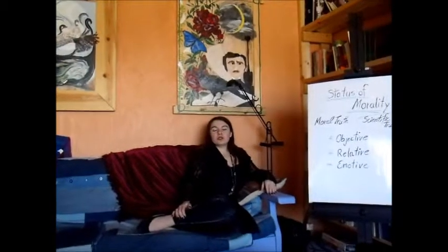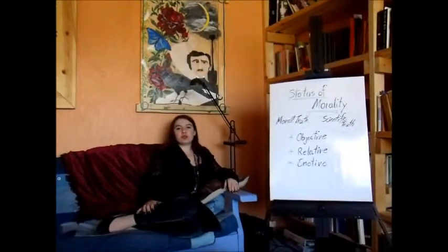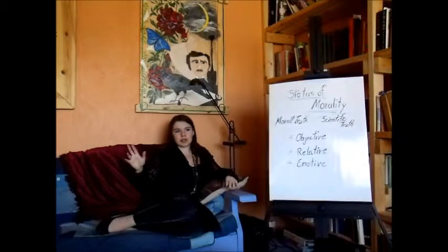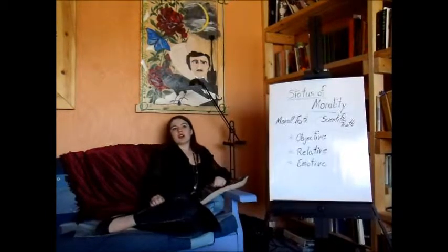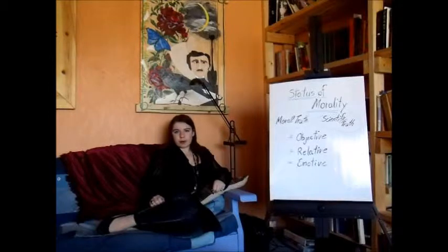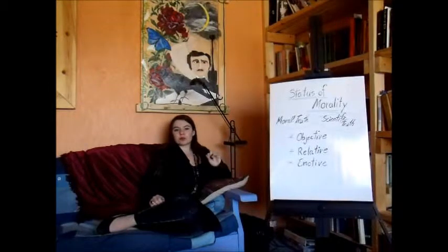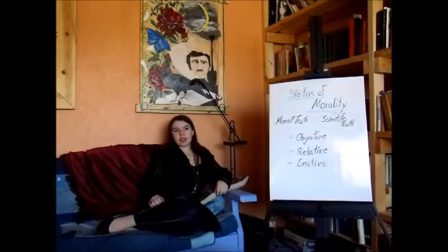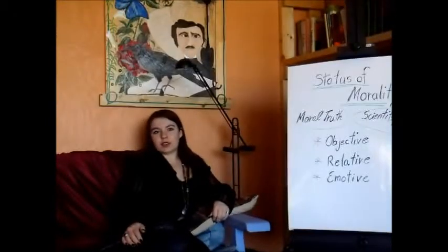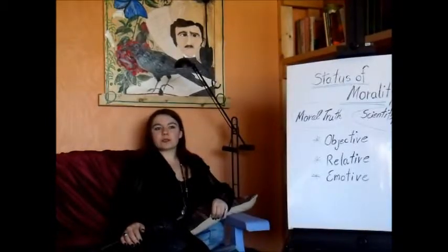Today we're going to be talking about the status of morality. In order to make a distinction between moral opinions and scientific facts, I want you to take out a piece of paper and write down 3 scientific facts. And I want you to write down 3 moral opinions that you have. I'll give you a moment to do this, and then we'll continue talking about this. Okay, do you have them down? If not, you can pause the video.